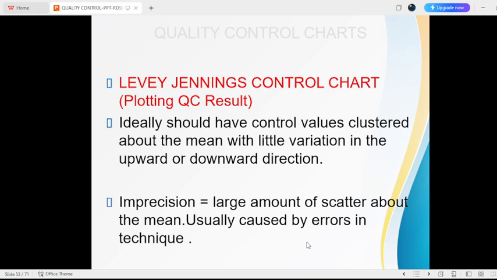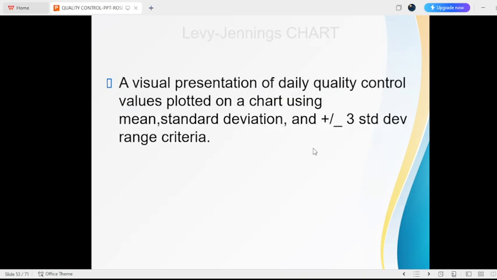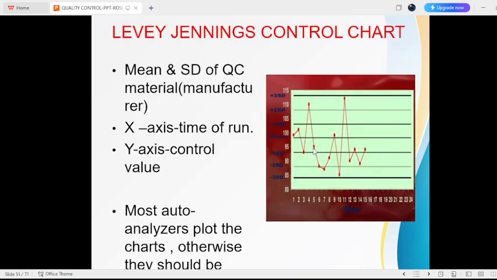Imprecision is a large amount of scatter about the mean, usually caused by errors in the technique. So after plotting the LJ chart, if the values are scattered widely about the mean, that indicates imprecision. It is actually a visual presentation of daily quality control values plotted on a chart using the mean, SD and plus or minus 3 standard deviation range criteria. This is a typical example of a Levey-Jennings control chart.